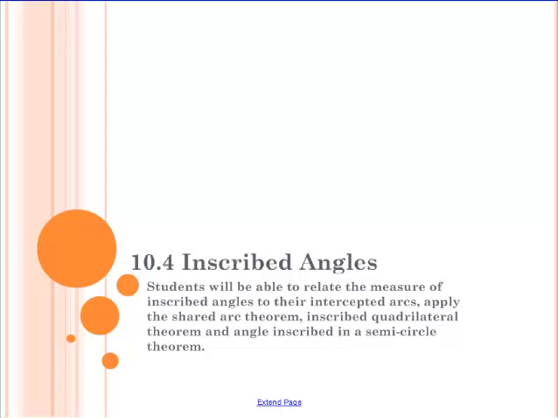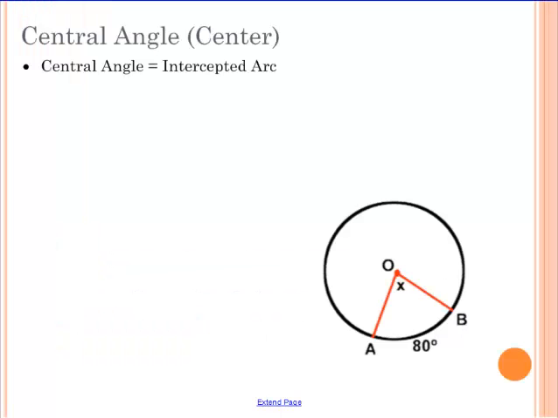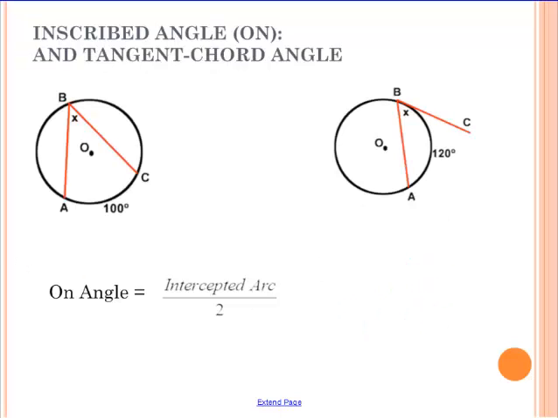Section 10.4 is talking about inscribed angles. An inscribed angle is something that is actually touching the edge of the circle, versus a central angle, which is what we've been working on before. A central angle starts at the center, and if the arc is 80 degrees, the central angle is 80 degrees.